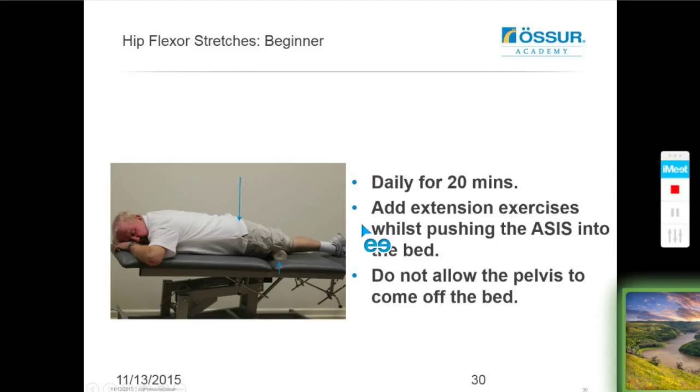We can add in some extension exercises in this position by pushing the ASIS down into the bed, but we must not allow the pelvis to come back off the bed into posterior pelvic rotation. We want to have extension down through the hip and a little bit of contraction of the gluteals happening there.